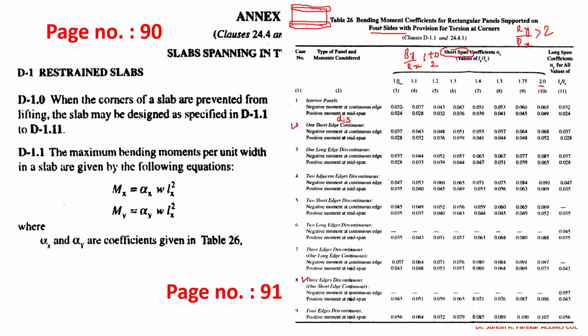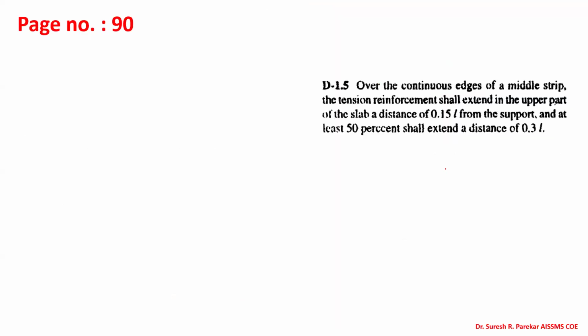Negative values give you bending moment at supports. So these are at support, and positive values give you the moment at mid span. I can say span moment, not maximum. So positive gives us span moment and negative gives us support moment. So these are given in table 26, page 91.